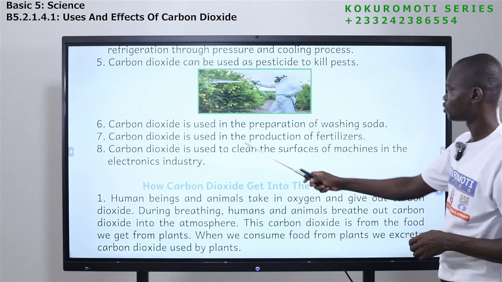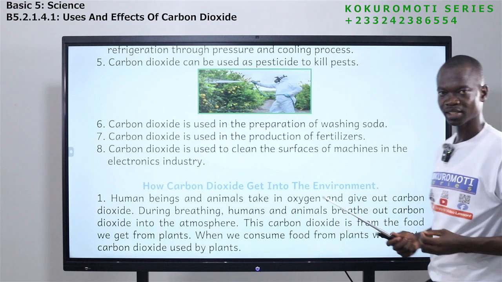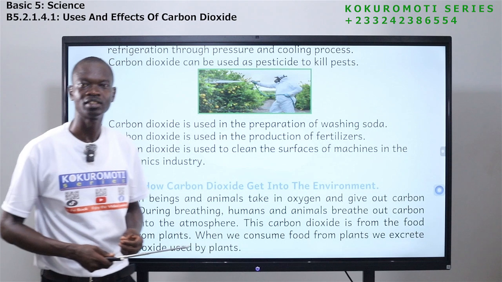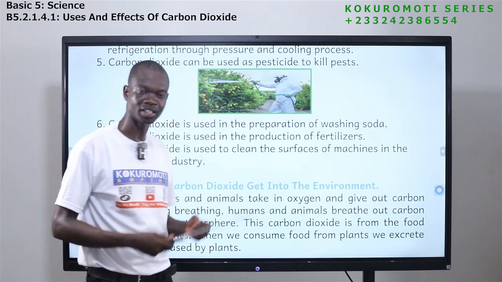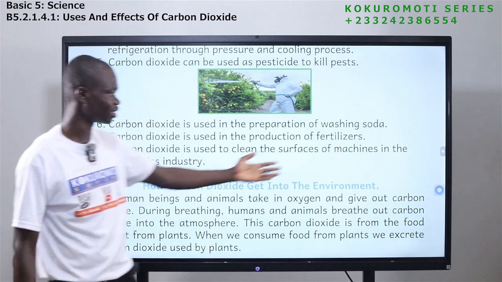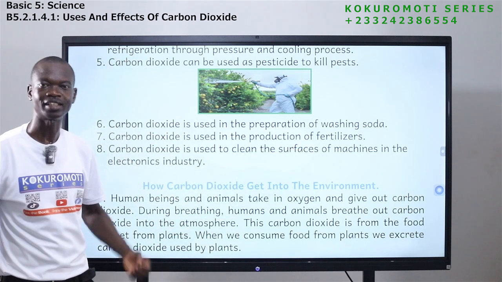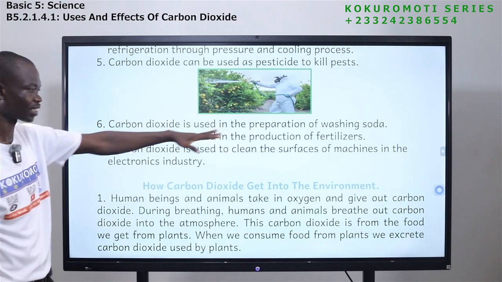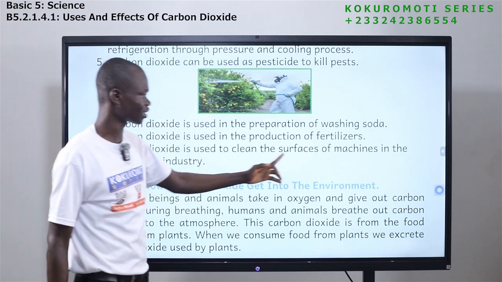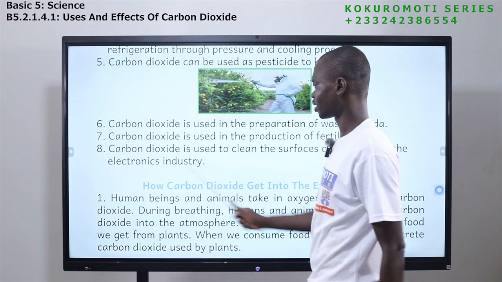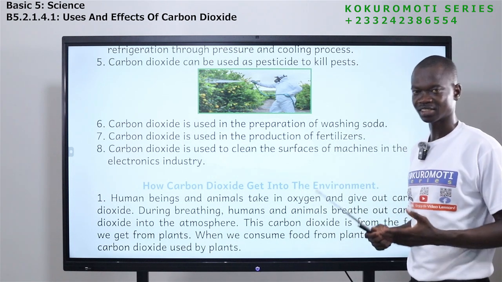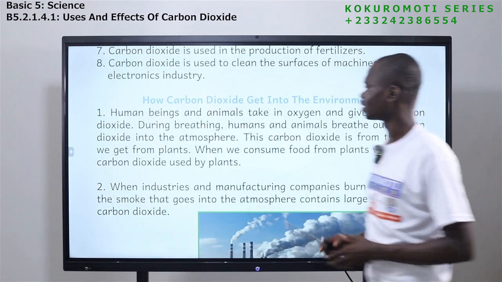The next one, carbon dioxide is used in the production of fertilizers. So farmers, they fertilize the land. They give nutrient to the soil so that the plants can grow well. So the fertilizers that they apply, they use carbon dioxide to produce or manufacture the fertilizers. Okay. The next one is that carbon dioxide is used to clean the surfaces of machines in the electronic industries. Okay. Now let's look at the next one.